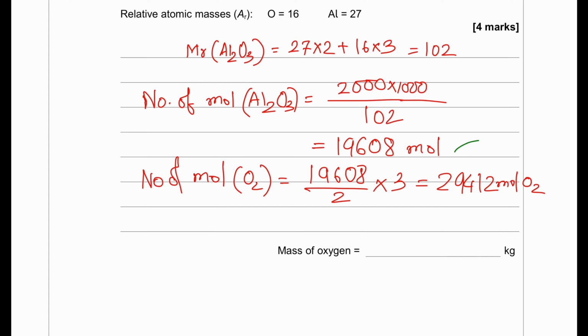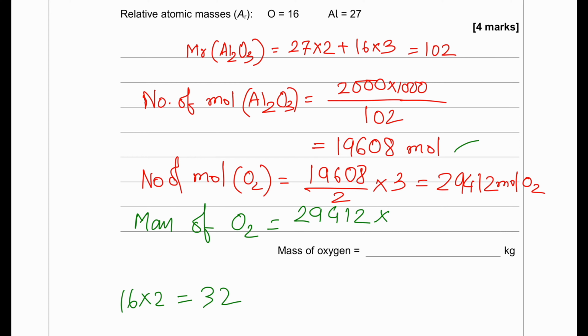Next, we are going to find out the mass of the oxygen. In order to find the mass of oxygen, we will multiply the number of moles with the molar mass of oxygen. Each oxygen is 16, so if you multiply by 2 for O2, it's going to be 32. So it's going to be multiplied by 32. Then we divide it by 1000 so that we can get it in kilograms. So the answer will be 941.